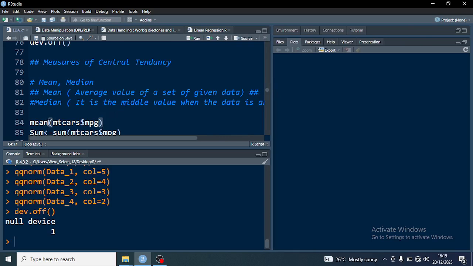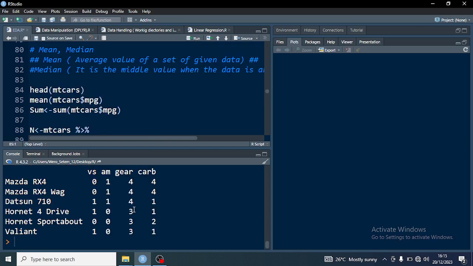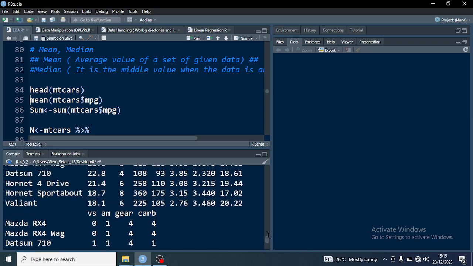We use the function mean to calculate the mean of certain observations, or of vectors. Here I'm taking the mean of mtcars and MPG. There is a data set called mtcars. So let's see head of mtcars. This function head will give me the first 6 rows of a data frame, and here it is.